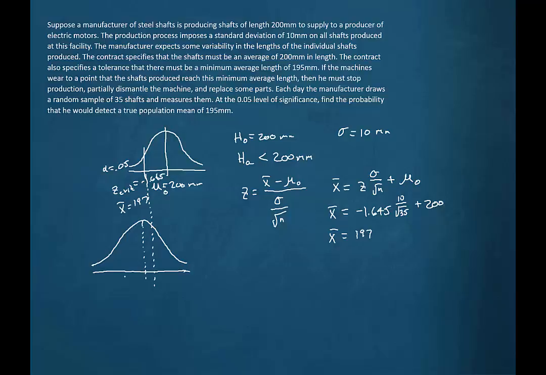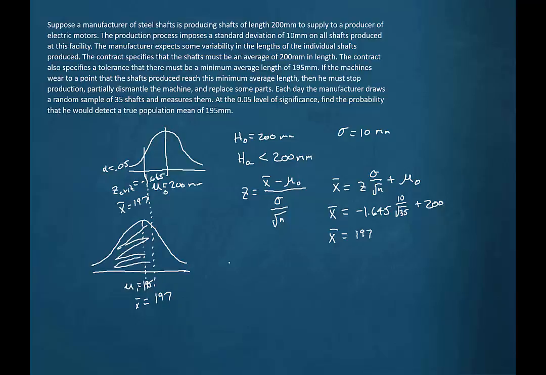And the probability that we would detect that true population mean would be the same as this area to the left of this corresponding critical value here. So what we're going to call this then is mu sub 1. So that is then the actual mean. And here we have our sample mean of 197. So the probability that we would detect this mean of 195 millimeters would be the same as this area here.